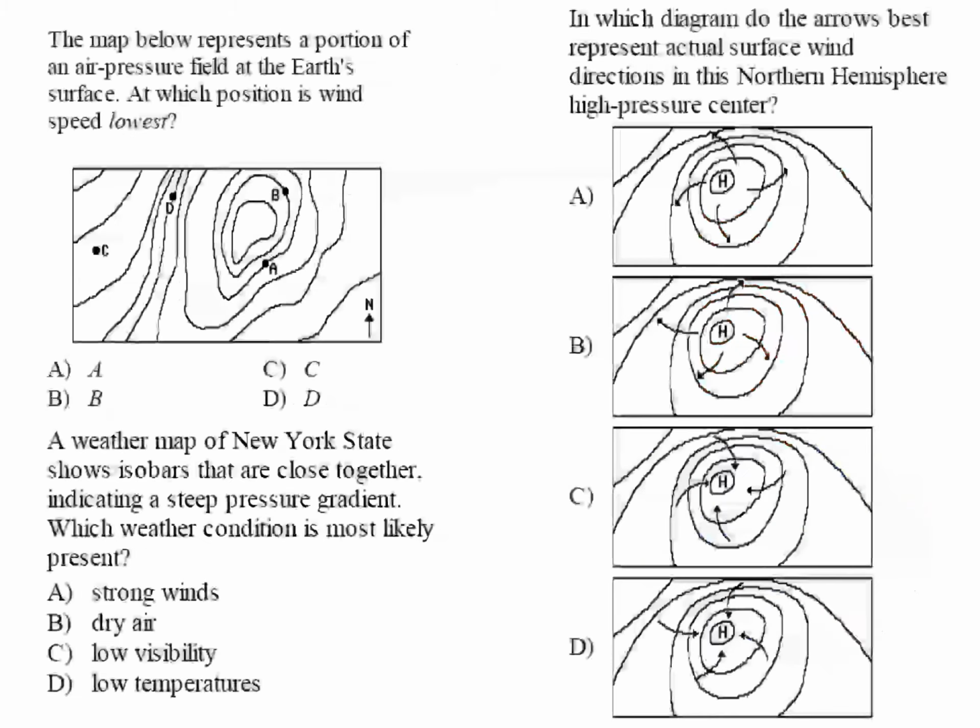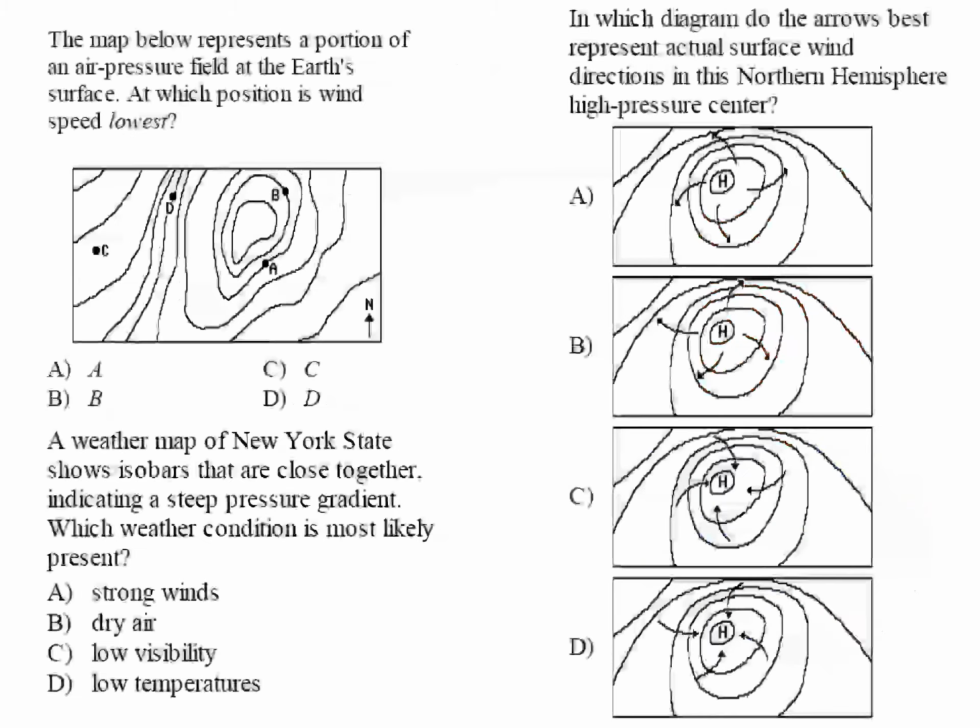Next one, a weather map of New York State shows isobars that are close together, indicating a steep pressure gradient. What is going to be most likely present? We just spoke about it. You should have your stronger winds.